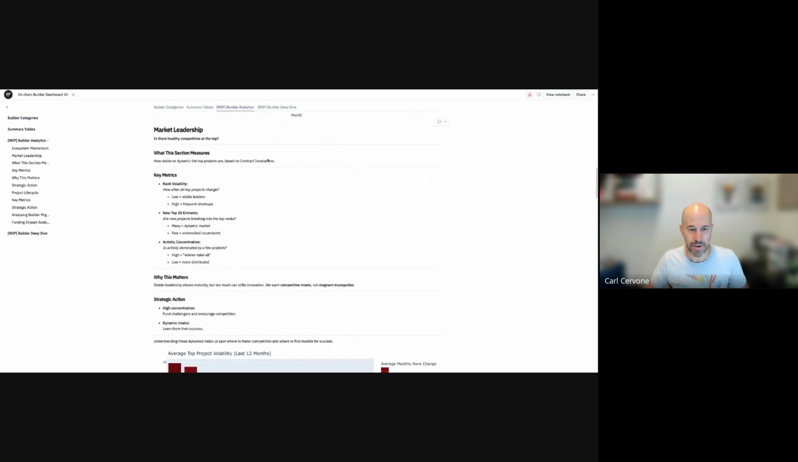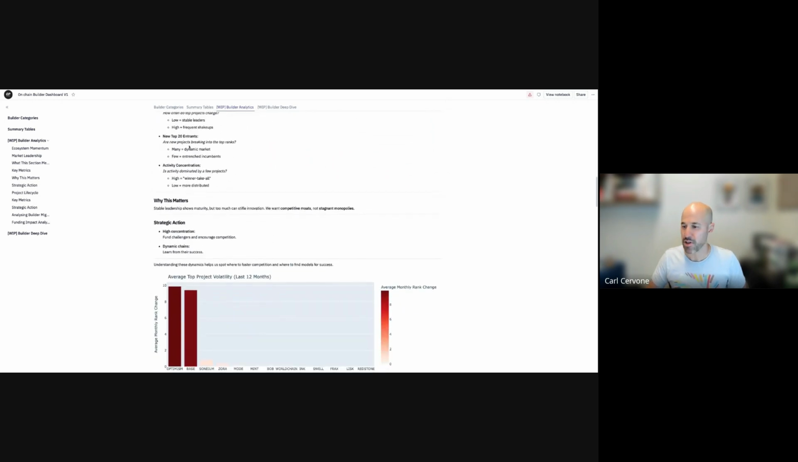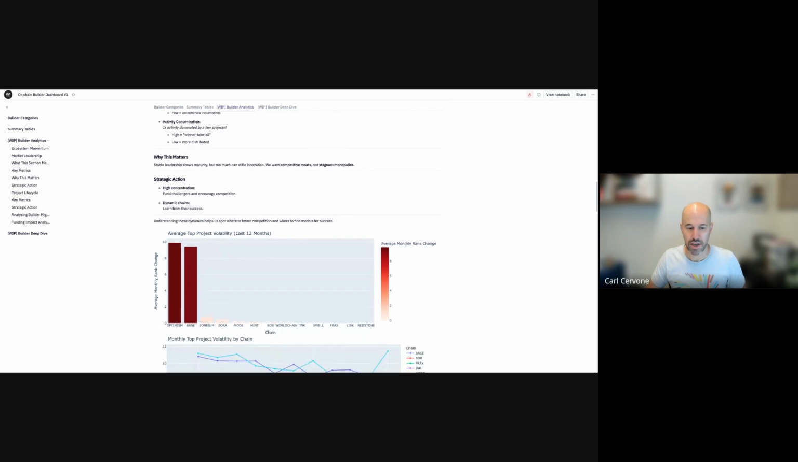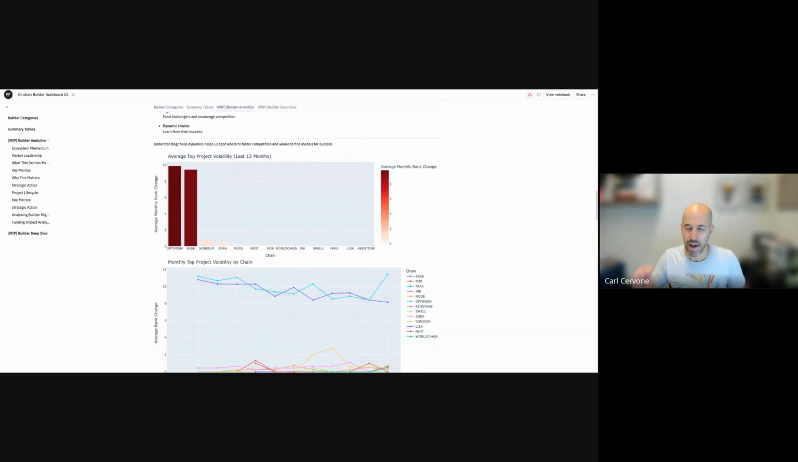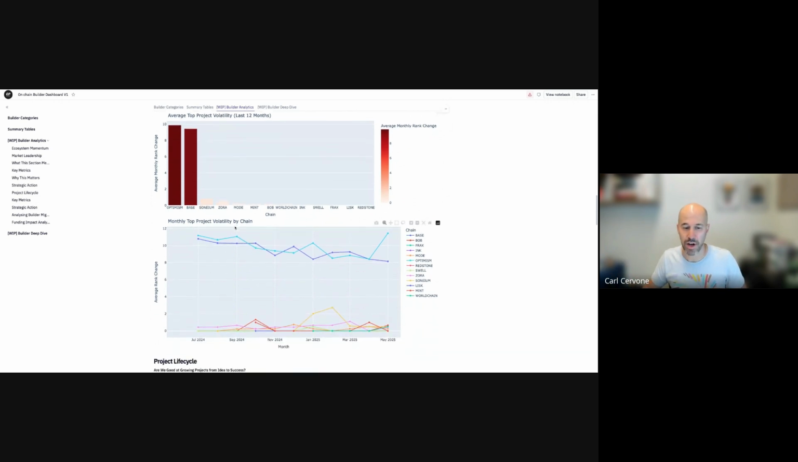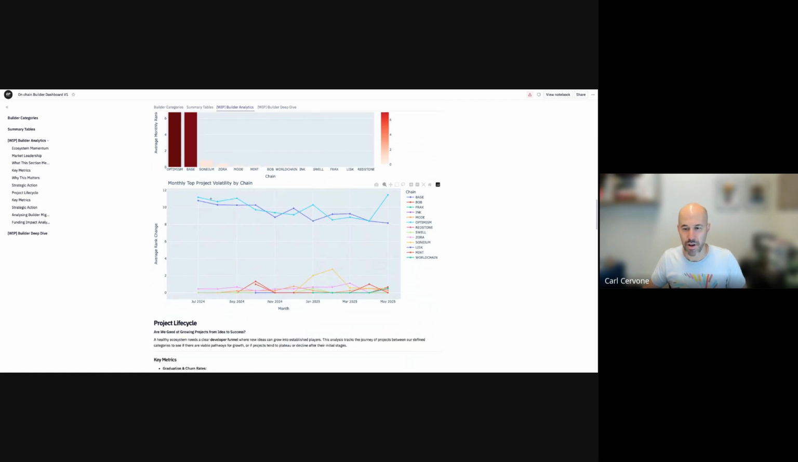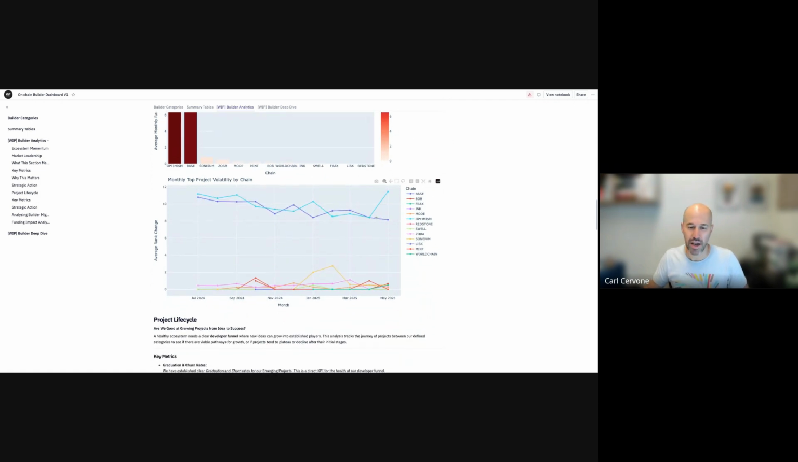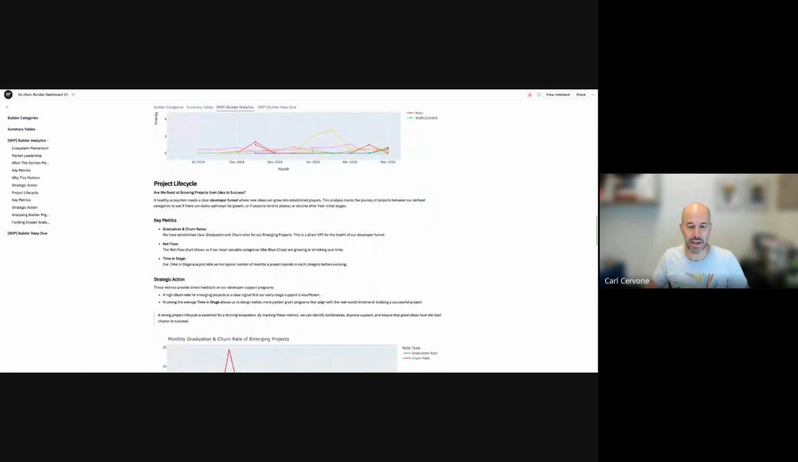Market leadership. So this is actually looking at the turnover among the top projects. And I think this would probably require a bit of refining, because right now it's just doing a count as opposed to a percent and so on. But no surprise, the chains that have the most activity, Optimism and Base, also have the most turnover in terms of who the top projects are. You can see this over time. Again, nothing super interesting here, I would say.